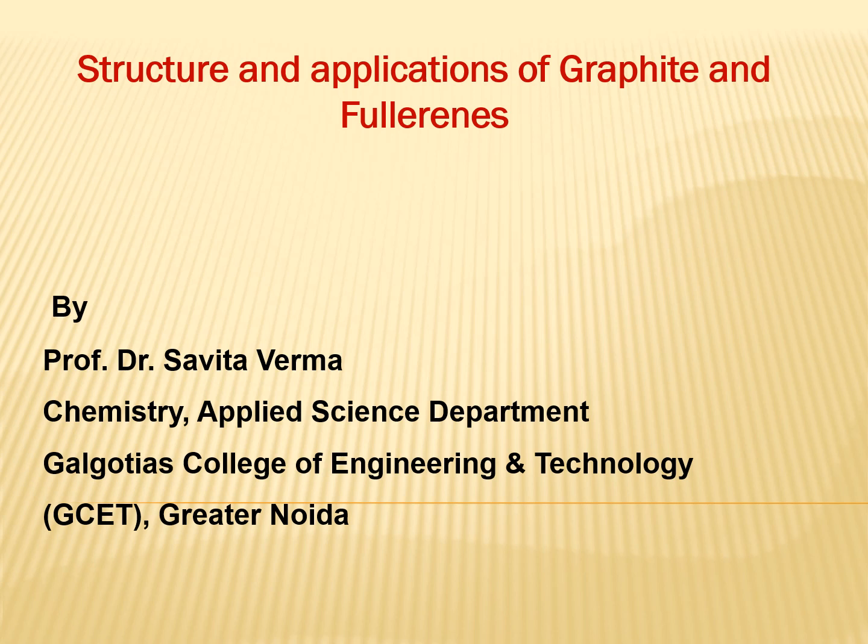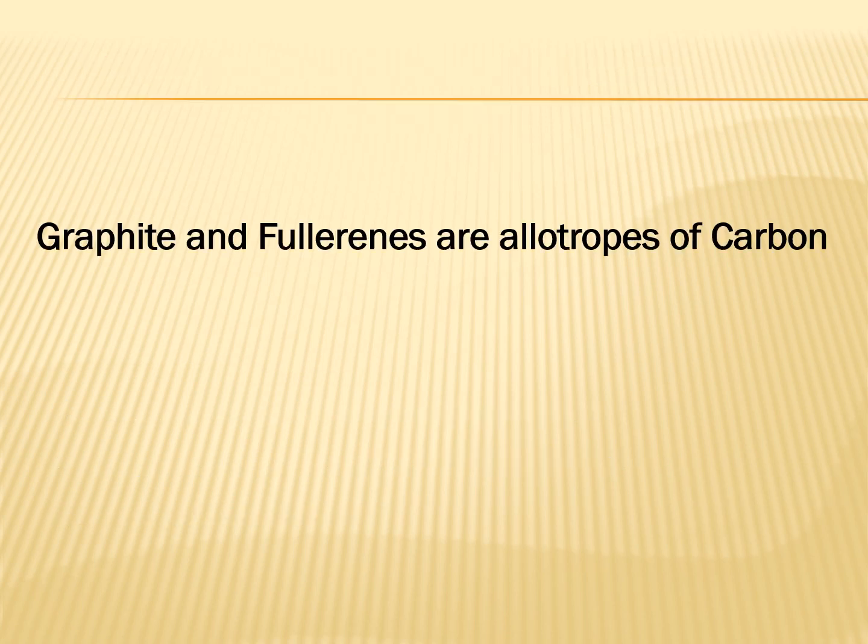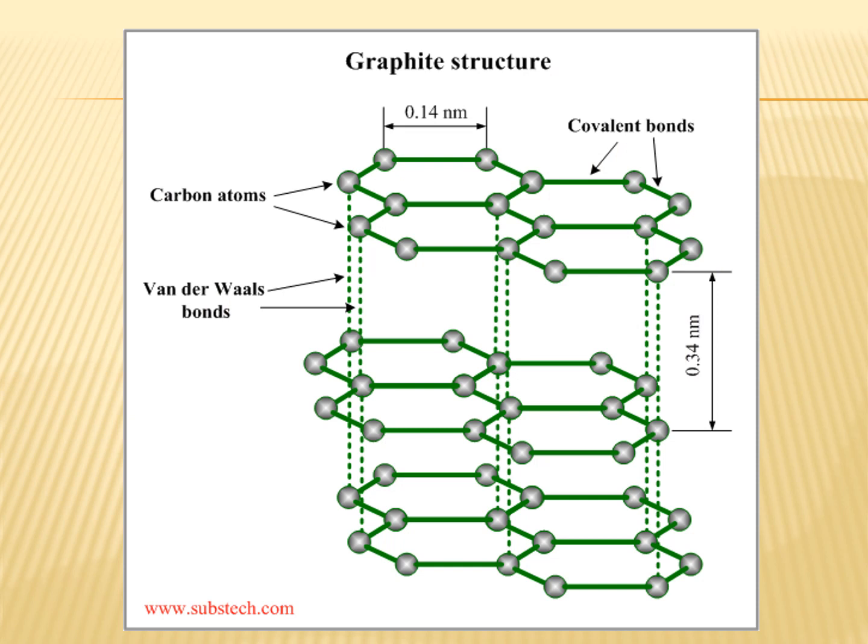Hello everyone. In this PPT, we are going to talk about structure and applications of graphite and fullerenes. Graphite and fullerenes are allotropes of carbon. Now let us begin our discussions with graphite, one of the most common forms of carbon.